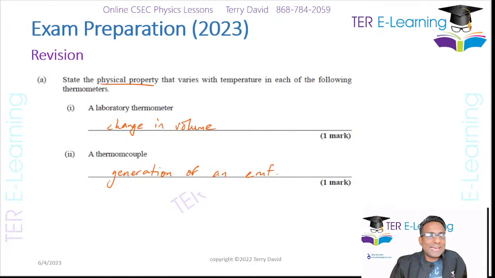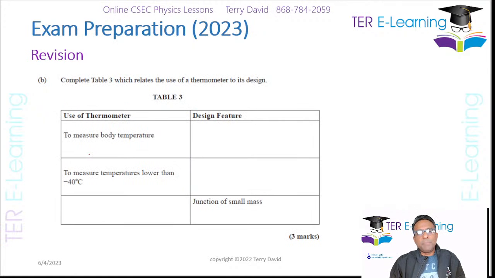Right, so that is part 1. Right? Let's see what else we have here. Complete table 3, which relates the use of a thermometer to its design. Right? So to measure body temperature, they're asking us about a design feature. You all know what the design feature is they're talking about here?